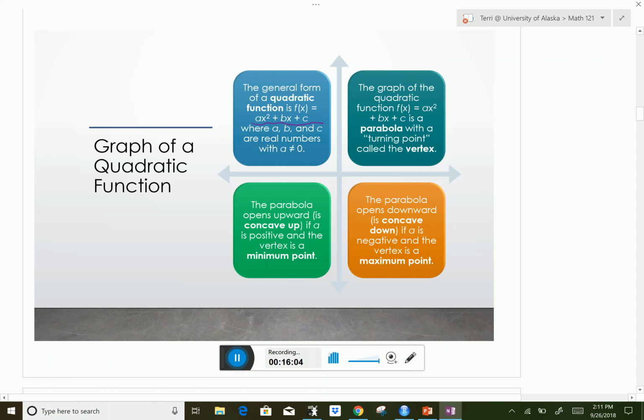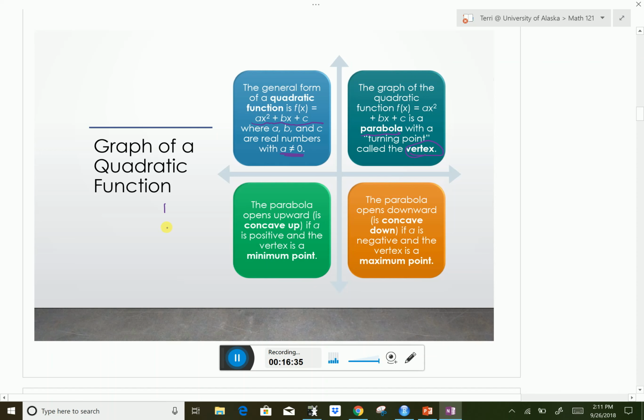A, b, and c are real numbers, and of course a is not equal to 0, because if a was 0, it would be a linear function, right? Think about that for a second. And the graph of the quadratic, f of x equals ax squared plus bx plus c, is a parabola with a turning point. So each of these is a parabola, with a turning point called the vertex.